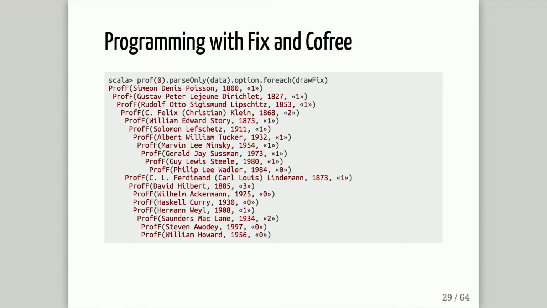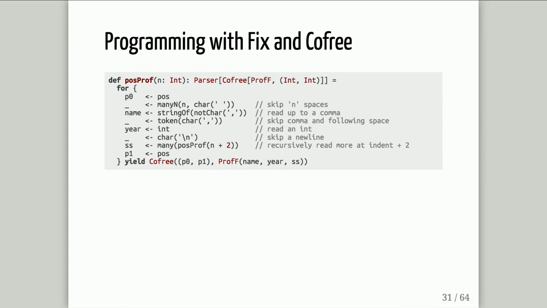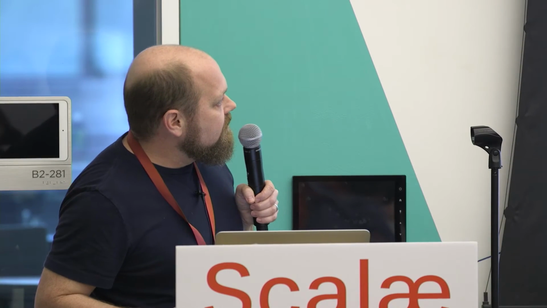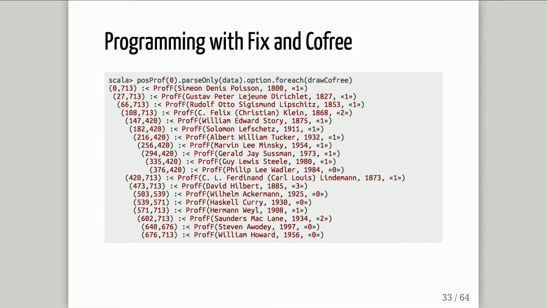And let's see what we can do with Cofree. So here's our Fix parser, just with some extra lines in it. And here's one with Cofree that's a little bit different. So look at the change, right? It's the same structure. We just have a couple extra things happening. What we're going to do is read the parse position in, then do what we just did, and then read the parse position when we're done. Then what we yield is a Cofree that's annotated with the starting and ending position. Okay? And that works.